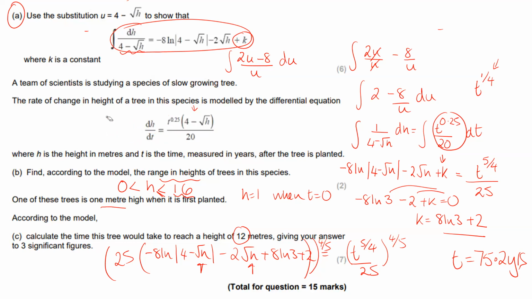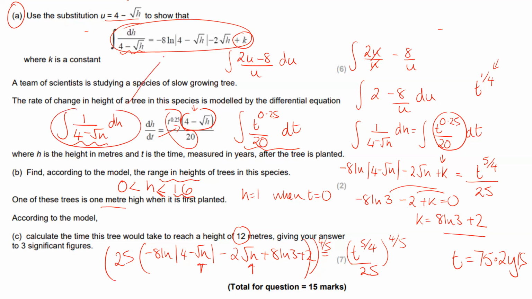Do you understand what I'm on about? Yeah. Because I know that I've just differentiated that, it's really handy that that is just going to cross multiply and come over here and go 1 over 4 minus root h dH, which will then leave everything else on this side to just be t to the 0.25 over 20 dt. So that's just separating the variables, and then integrate this side, integrate this side.